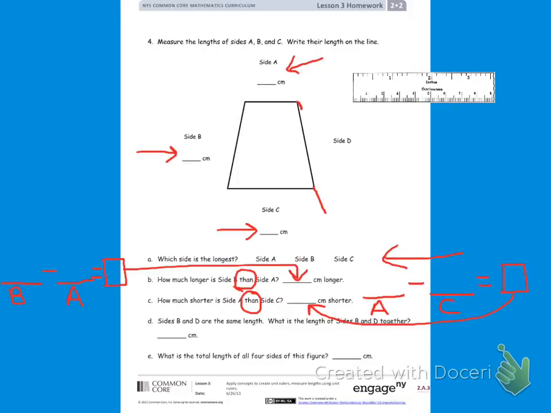Now, lowercase d says sides B and D are the same length. What is the length of sides B and D together? So I'll label a line B, I'll label a line D. Since it wants to know how much they are together, we're not asking for a comparison, I'll add. And then whatever number goes here, that's the number that tells how long they are together, that answer will go here.